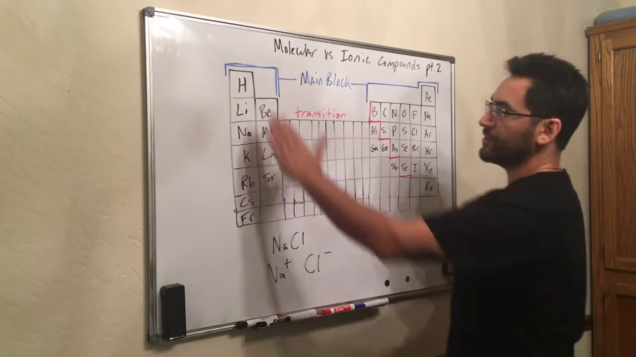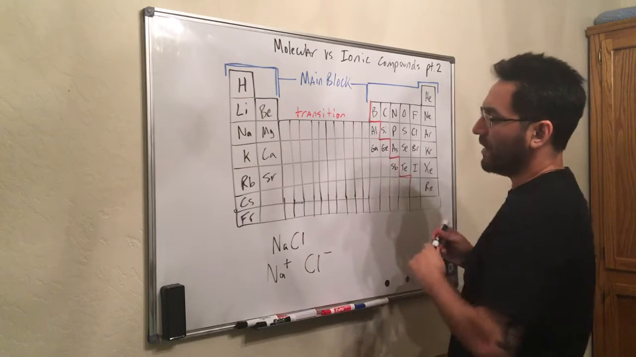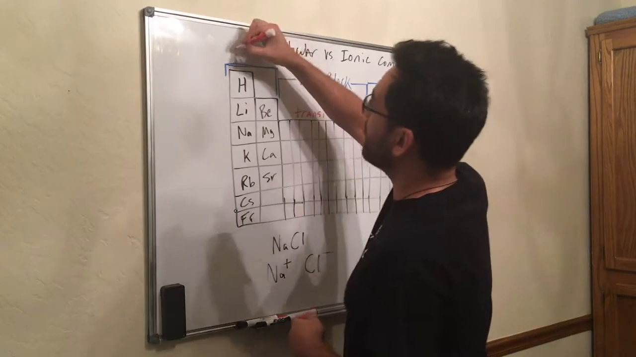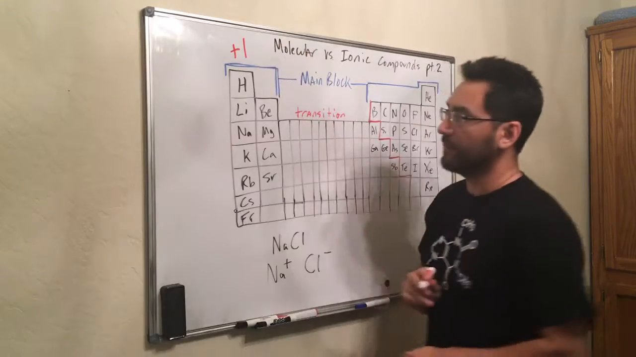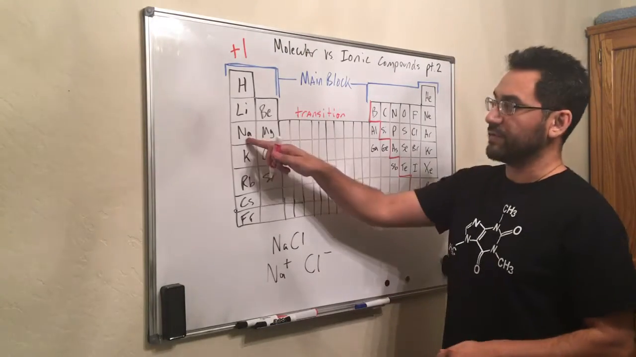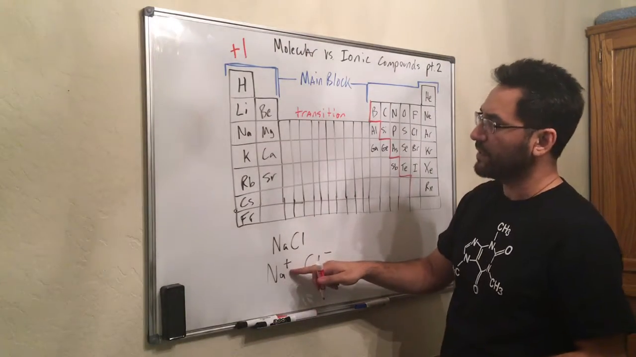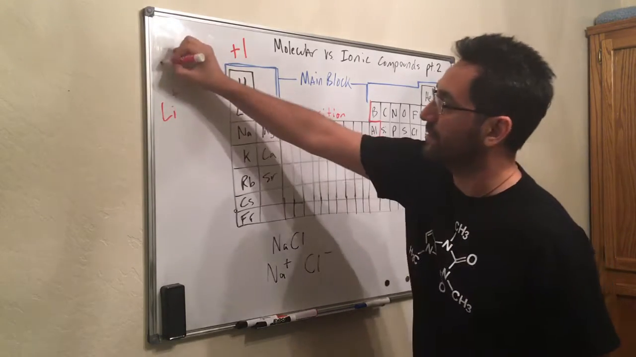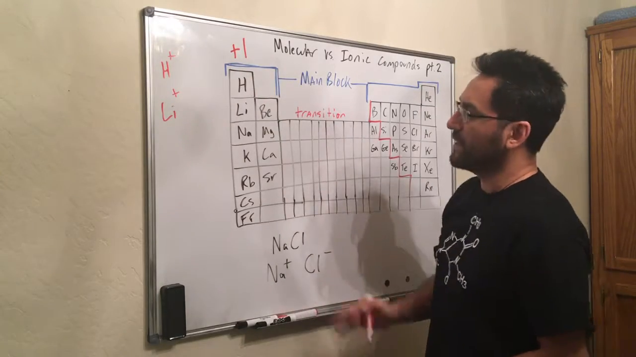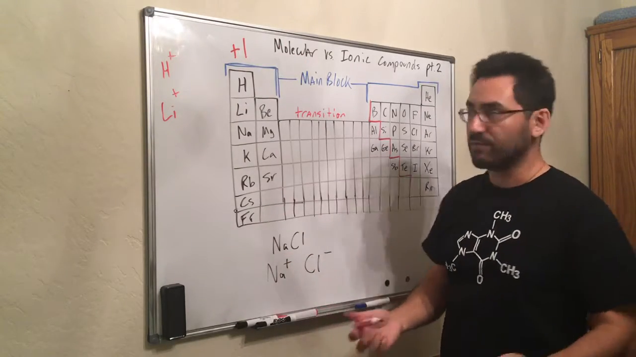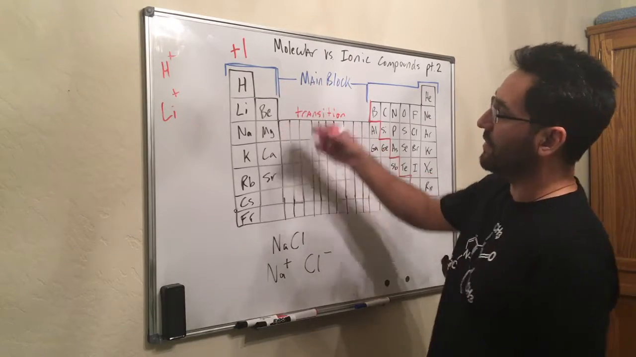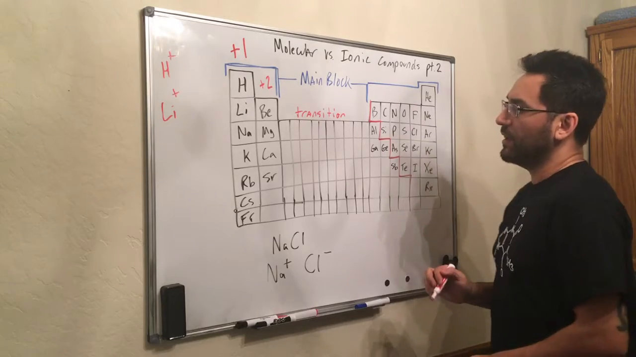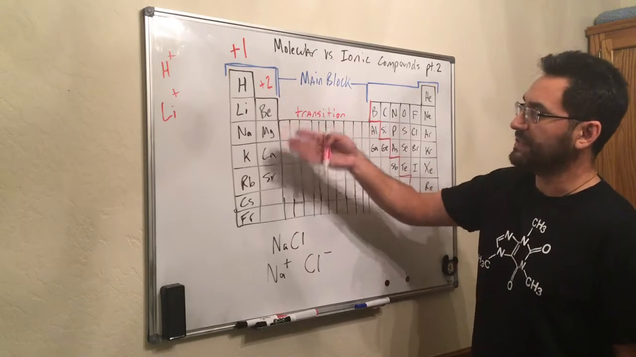So our first column here, everything in this first column will actually form a +1 ion. So sodium is in this first column, so it'll form sodium plus. Lithium would be lithium plus. Hydrogen is H plus. Everything in this first column is +1. Everything in the second column is +2. Now, beryllium 2+, magnesium 2+.